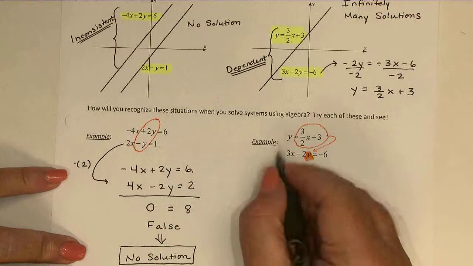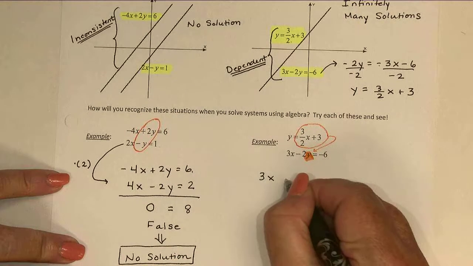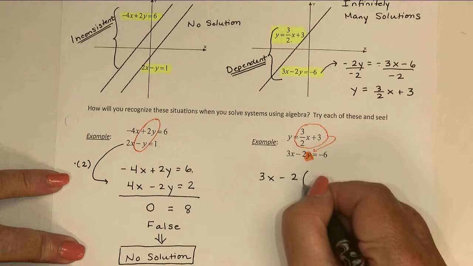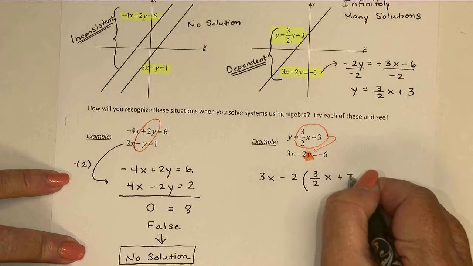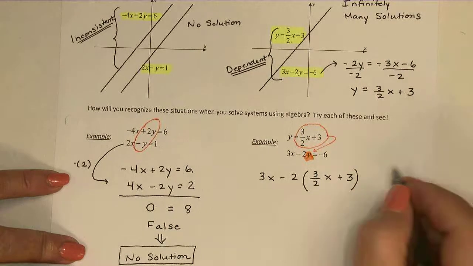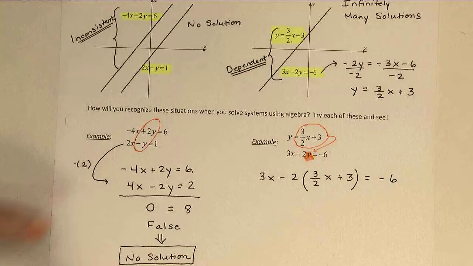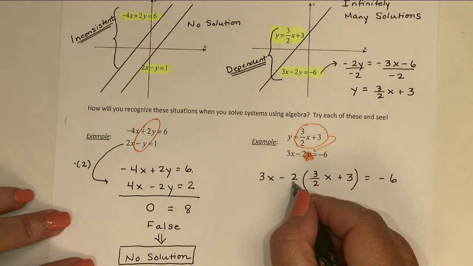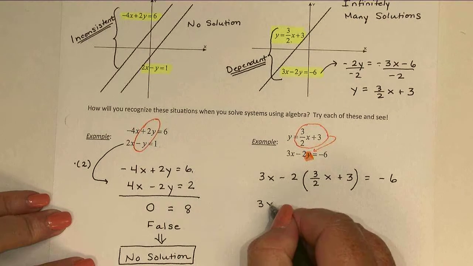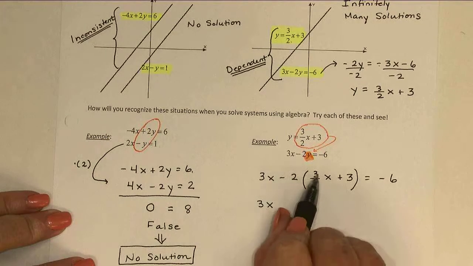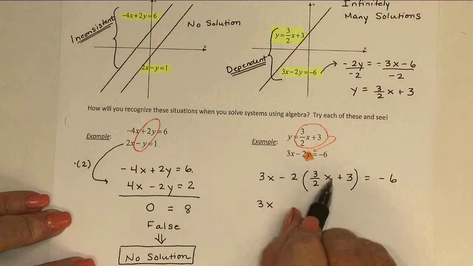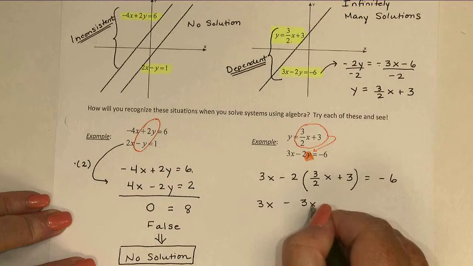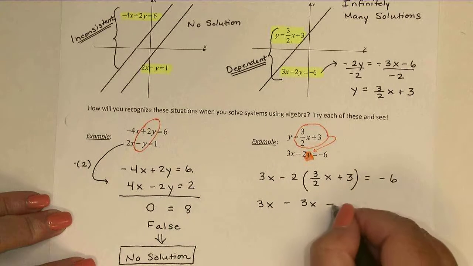That second equation is going to become 3x minus 2 times 3 halves x plus 3 in place of the y. And that's supposed to equal negative 6. I'm going to distribute the negative 2. So I have 3x. Negative 2 times 3 halves. The 2's would actually cancel. So I'd have negative 3x. And negative 2 times 3 is negative 6.